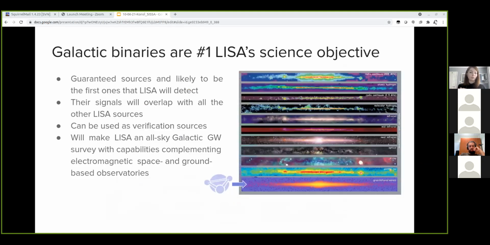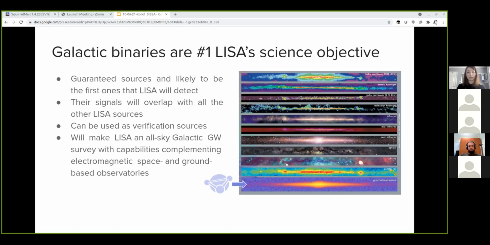Here I wanted to list a few reasons why it is important to study these binaries. So the first is that they are guaranteed gravitational wave sources and likely to be the first one that LISA will detect. Secondly, their signals will overlap with all the other LISA sources, so it is important to model them to quantify to what degree they will affect the detectability and the parameter estimation of the other LISA sources.